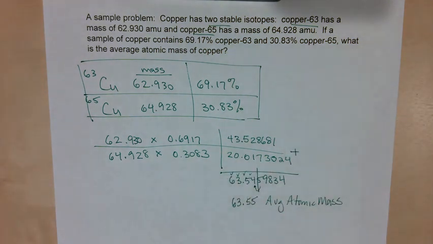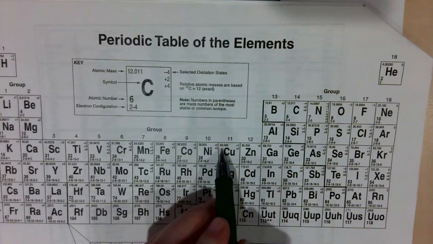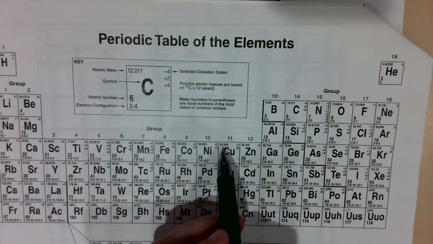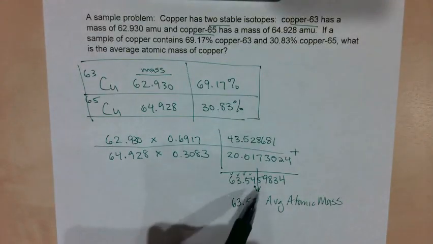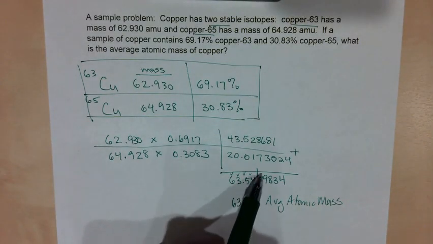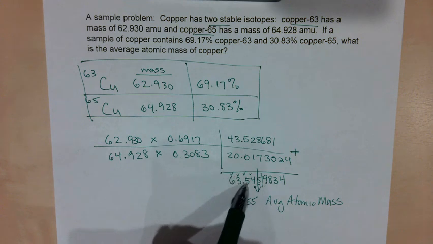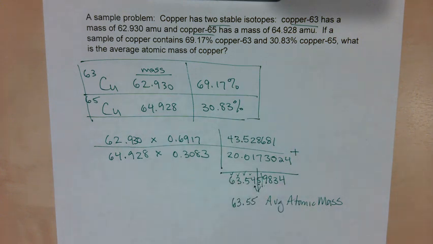And you want to compare that to your periodic table: 63.546. If that's rounded to 4 digits, it's 63.55, which is what you had. If you look here on the periodic table, they rounded to this digit. The 9 would make the 5 a 6. 63.546 matches your periodic table also.